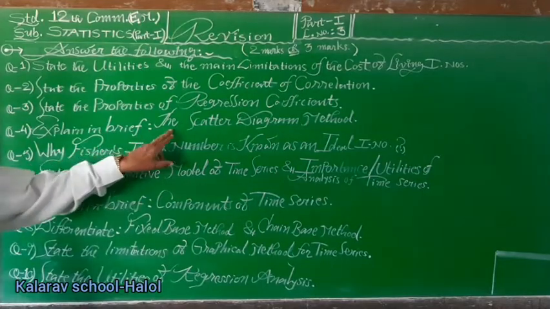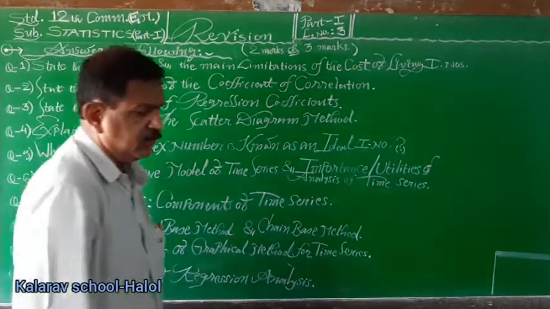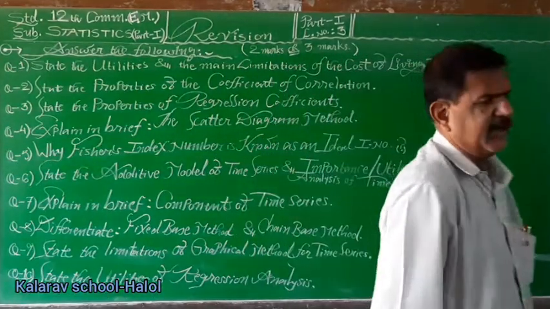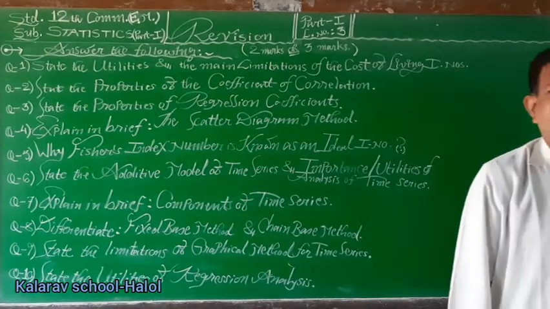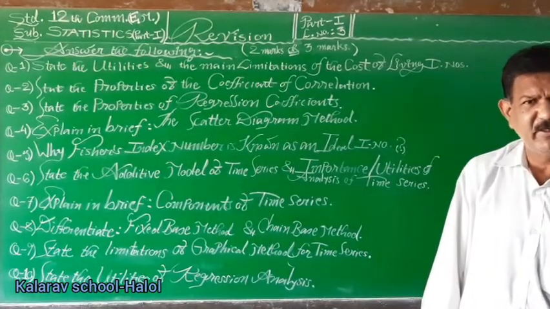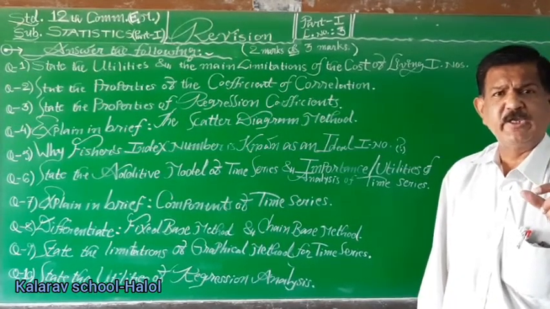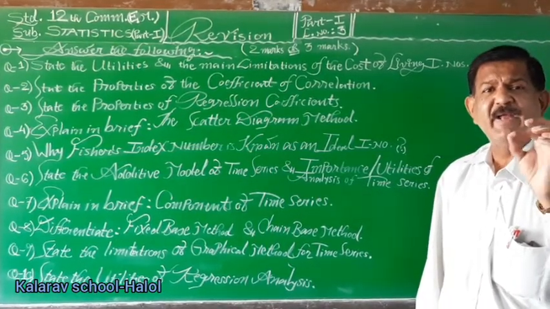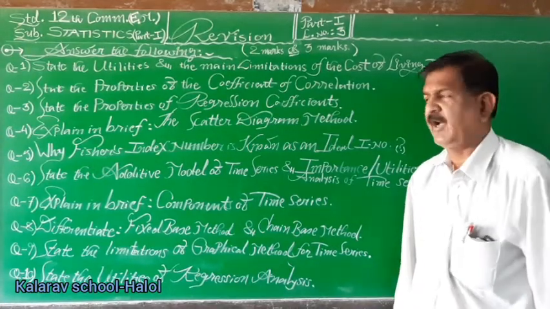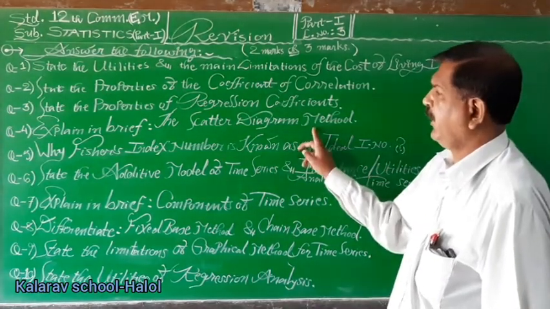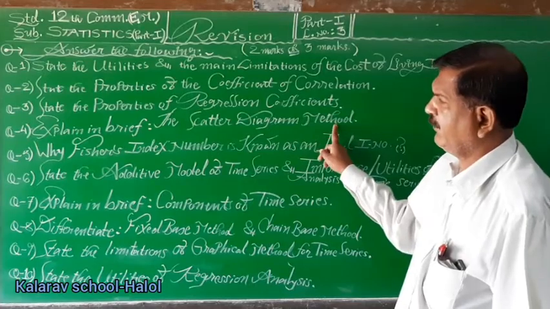Explain in brief the scatter diagram method. This method is the diagrammatic or graphic method, and the main limitation of this method is that one can get the nature or the type of correlation, but not the exact magnitude, meaning the value of R, with the help of a scatter diagram. It is the main limitation of the scatter diagram method.